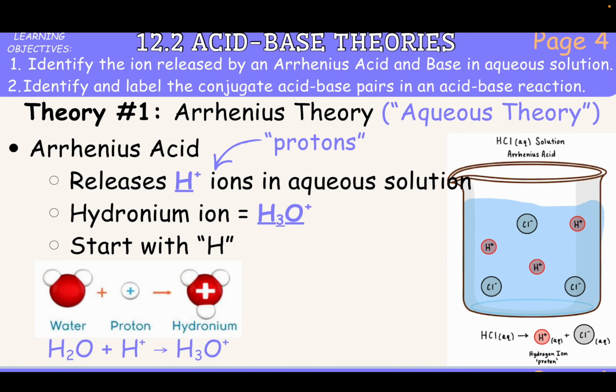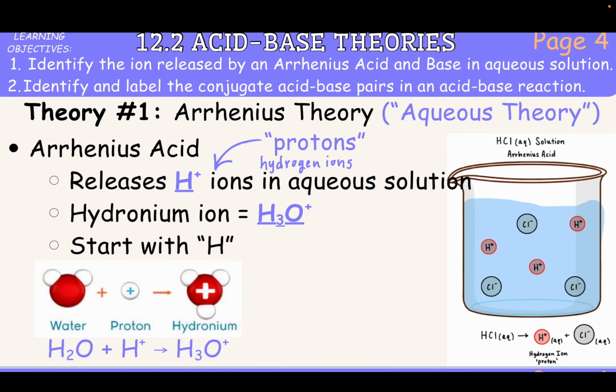The first theory is Arrhenius theory. You can think of this as the aqueous theory. Remember that when something is aqueous, this means that it is dissolved in water. An Arrhenius acid is going to release H+ ions in aqueous solution. These H+ ions are just hydrogen ions, a hydrogen with a positive 1 charge. Sometimes we refer to them as just protons, because hydrogen just contains 1 proton.